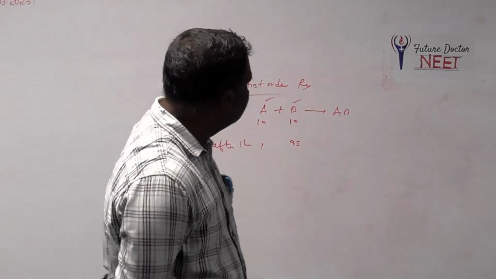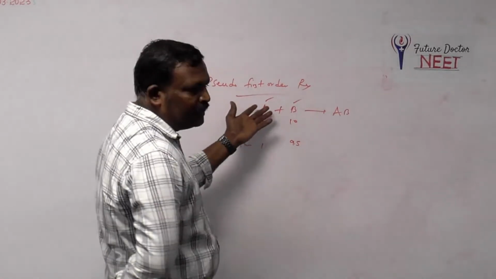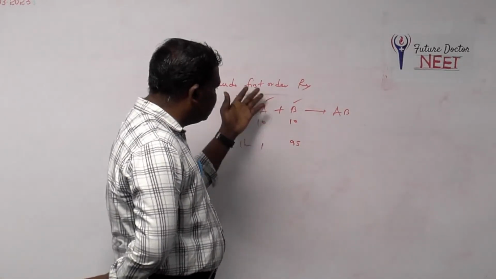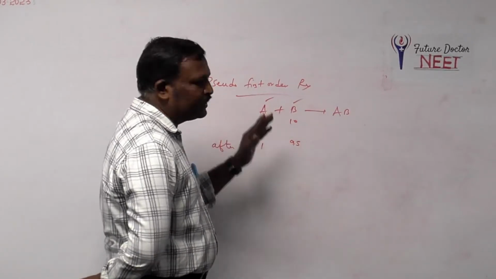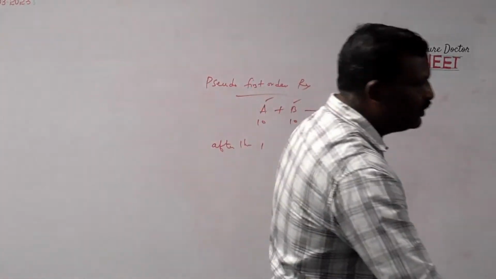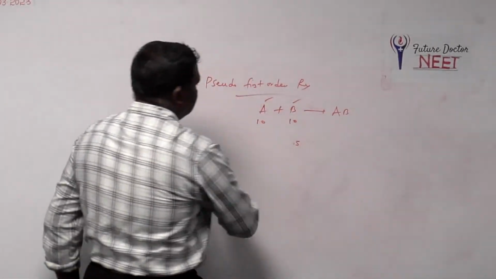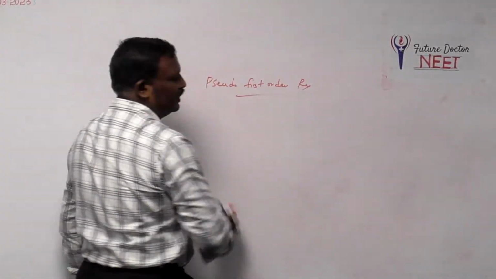We are taking initially the same amount. As the reaction goes on, one decreases, and the other stays as it is for a long time. That kind of reaction is called pseudo first order. Pseudo means false. You know the meaning, I have studied pseudopodia in biology.